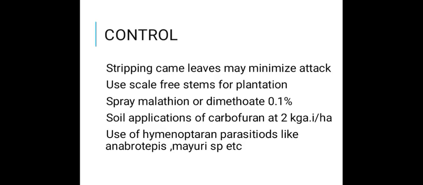Control: stripping cane leaves may reduce attack. Use scale-free stems for planting. Spray malathion or dimethoate. Soil application of carbofuran at 2 kg. Use of hymenopteran parasitoids like Anabrotepsis mayuri.